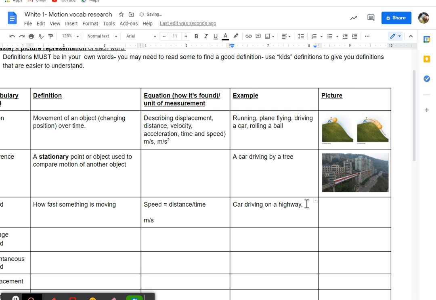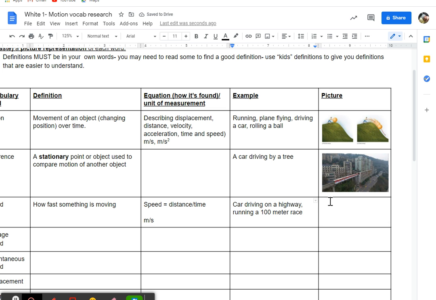What other examples did you guys put? Anybody? Ben, what did you put for your example? Okay, so running. I'm going to say running a 100 meter race.